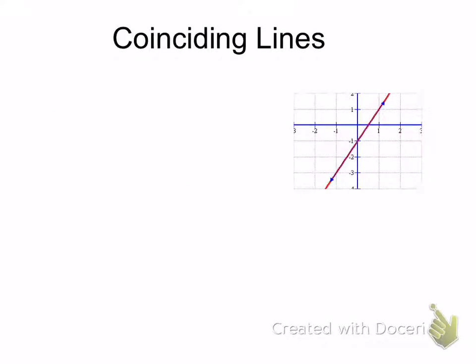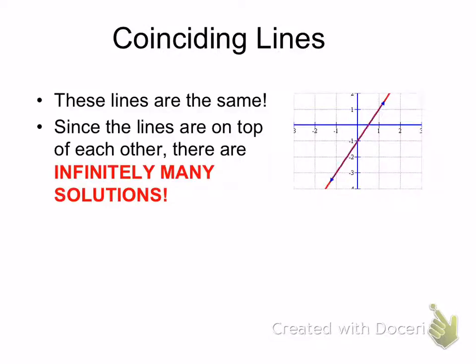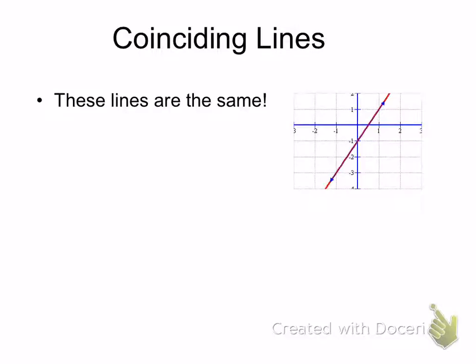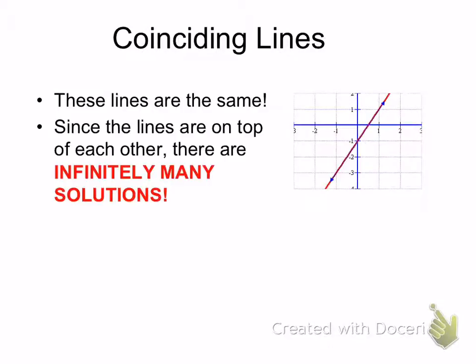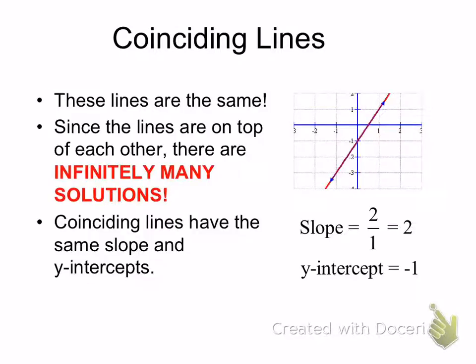All right, now the third scenario is something called coinciding lines. A coinciding line is really when one line is lying on top of the other, which means it's the same line. They look different in the equation, but when you get that y all alone, they are the same equation. In this situation, how many points are in common? What is the point that's in common? All of them. And so we say infinitely many solutions, because they both have the same slope and the same y-intercept.